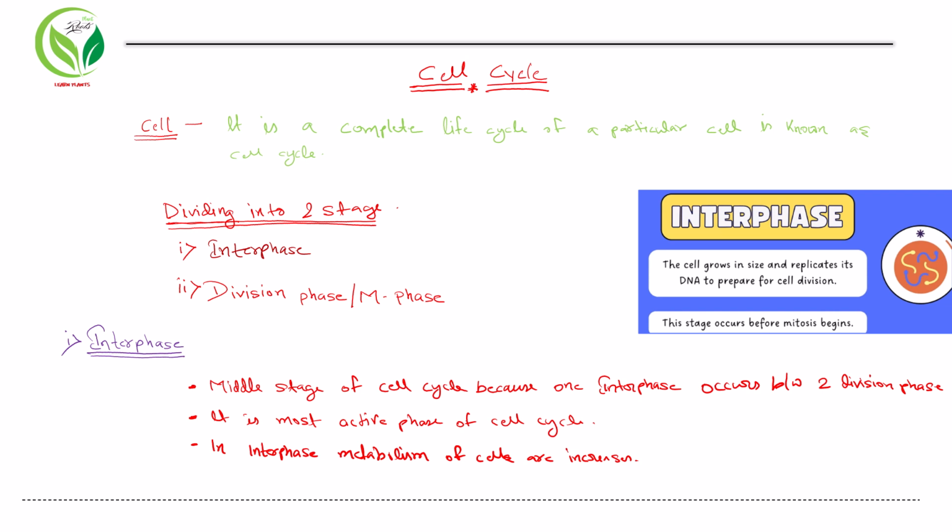In interphase, the metabolism of the cell increases, and this stage occurs before mitosis begins. At that time, the cell grows in size, replicates, and repairs its DNA for cell division also.